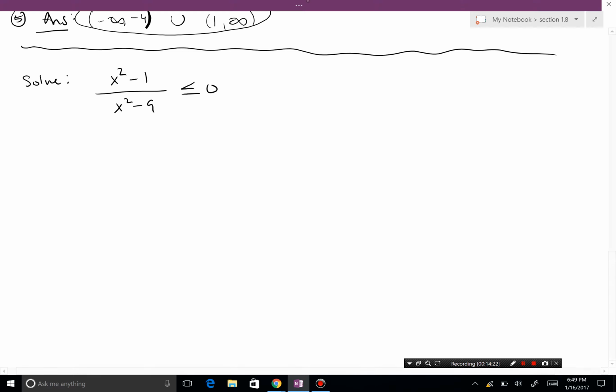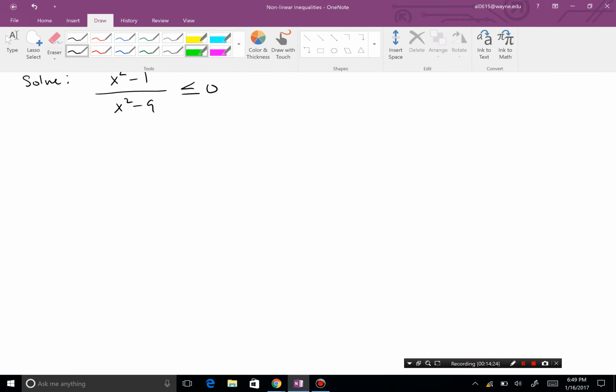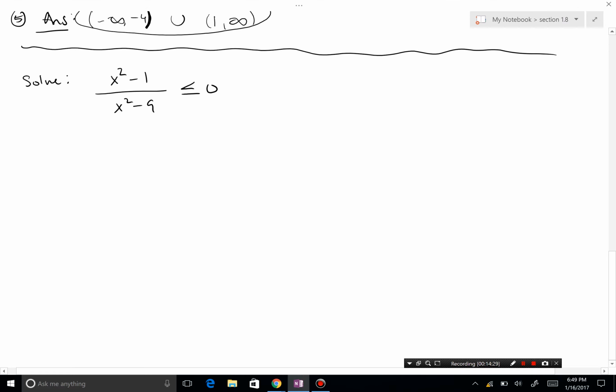So once again, first things first. Do I care about the less than or equal to 0 right now? No. The first thing you need to say is let the function equal x squared minus 1 over x squared minus 9. Done. And this is all I'm going to look at. I'm not going to come back to this until the very end. Now what do I need to find?